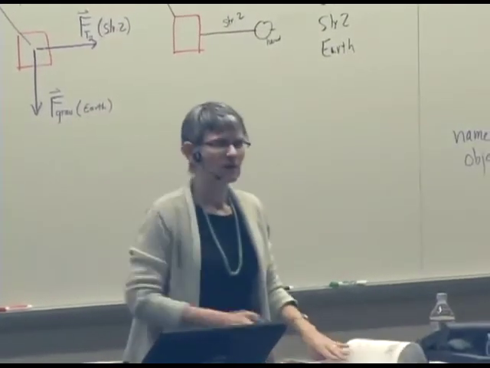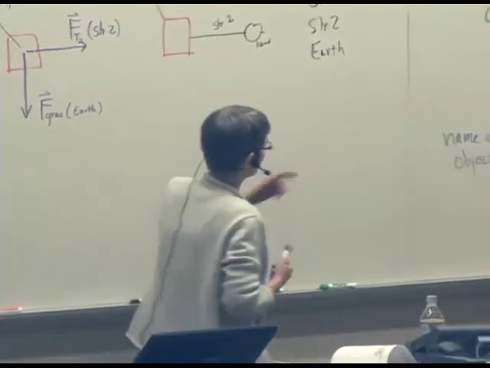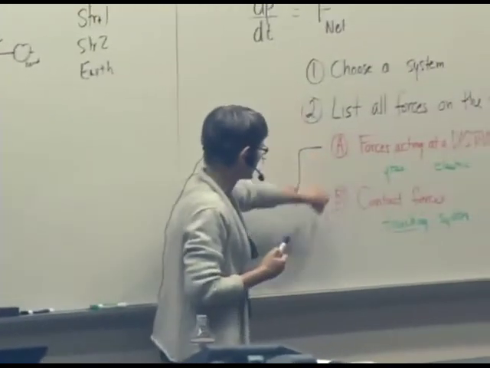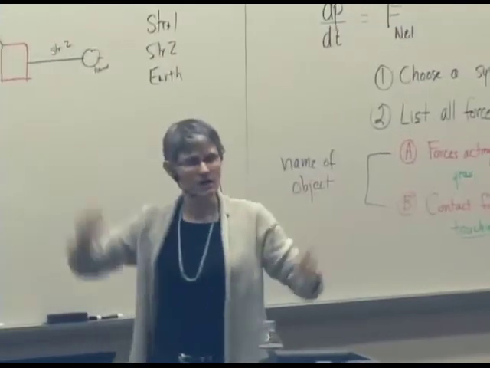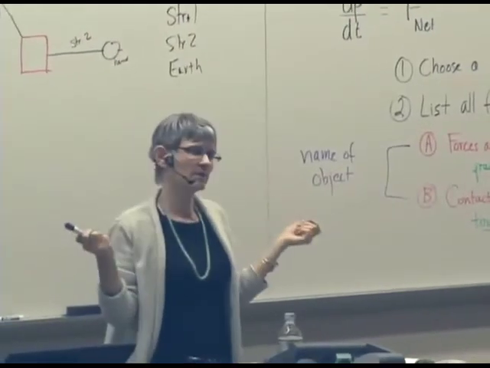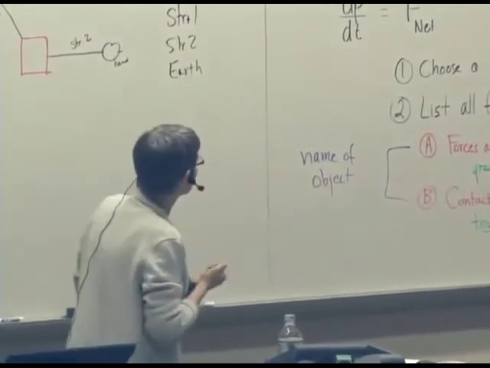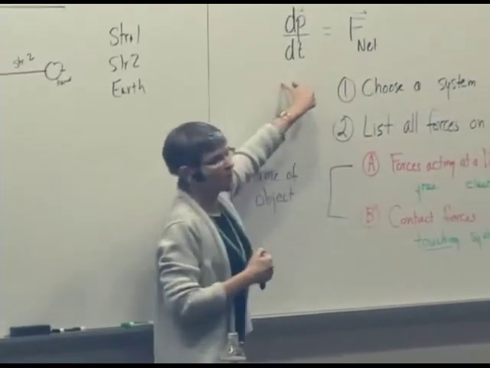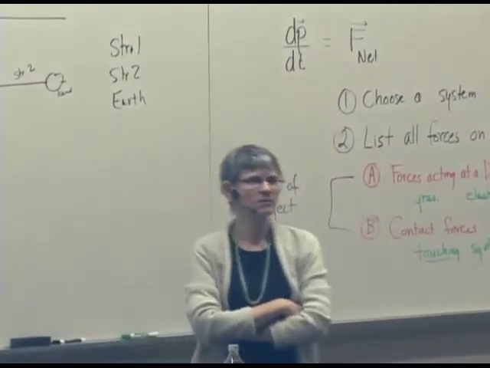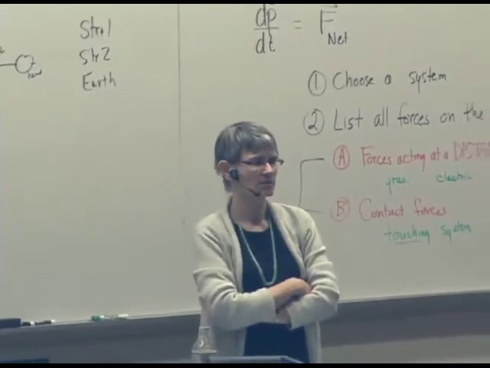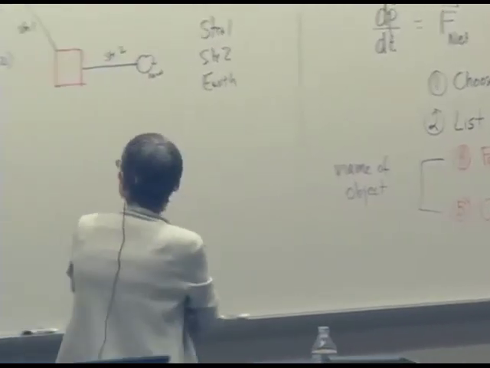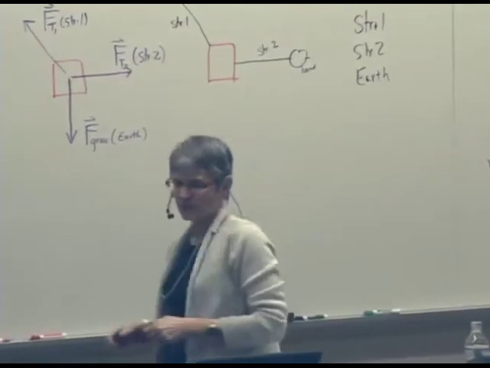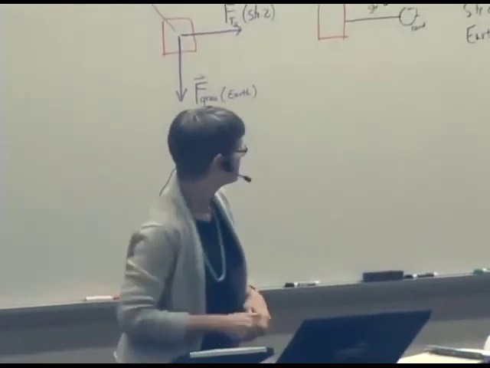And now we're going to apply the momentum principle. So we've chosen a system. We listed all the forces. We drew the diagram. We wrote the names of the objects. We're pretty sure we're done. So we're ready to apply the momentum principle. What is the rate of change of the momentum of this block? Zero. Okay. So we can write the momentum principle in the following way.